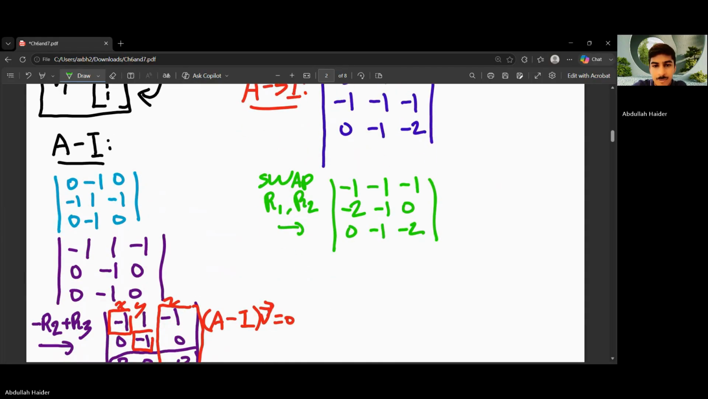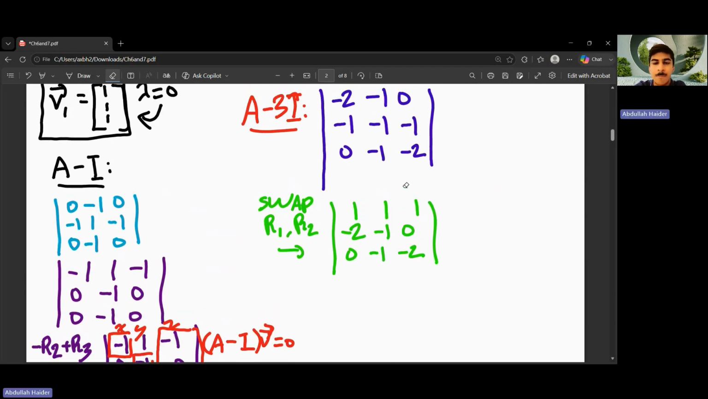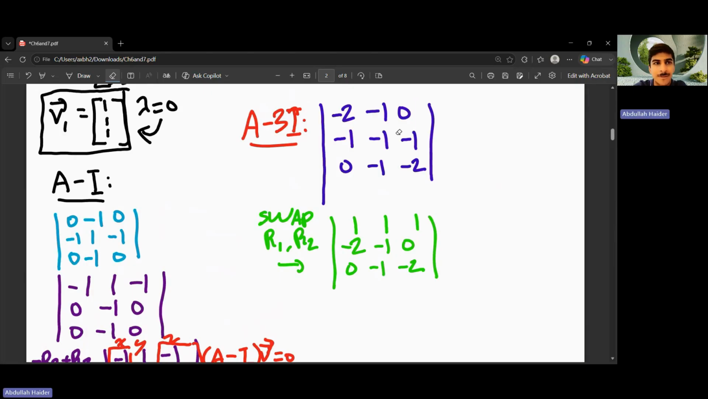And then I can basically change the signs. What you can do is multiply the first row by -1 to get rid of all of these negative signs. You can basically multiply the row by -1 to get rid of the negatives. And now I can do minus 2R1 plus R2.